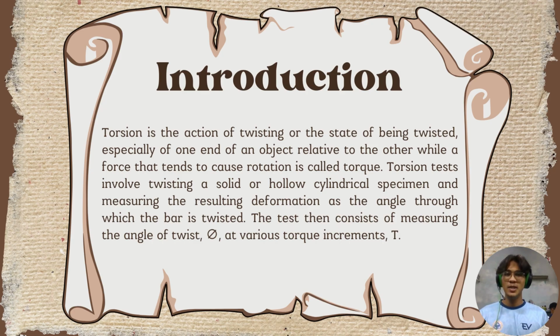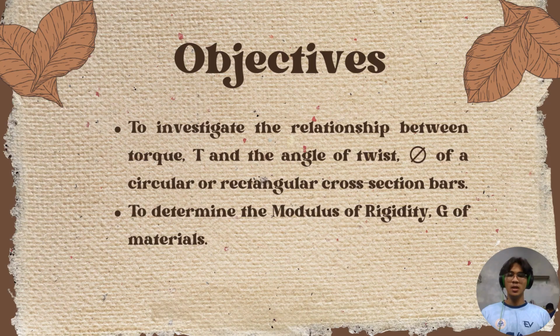Torsion is the action of twisting, or the state of being twisted, especially of one end of an object relative to the other, while a force that tends to cause rotation is called torque. Torsion tests involve twisting a solid or hollow cylindrical specimen and measuring the resulting deformation as the angle through which the bar is twisted. The test then consists of measuring the angle of twist theta at various torque increments t.